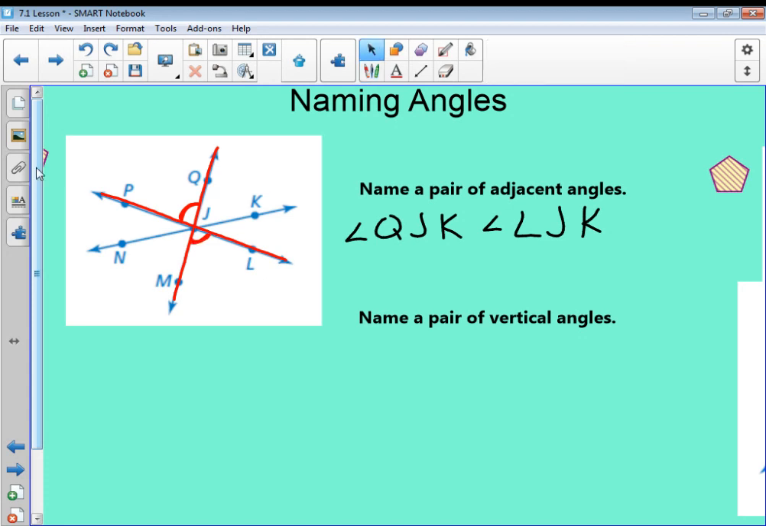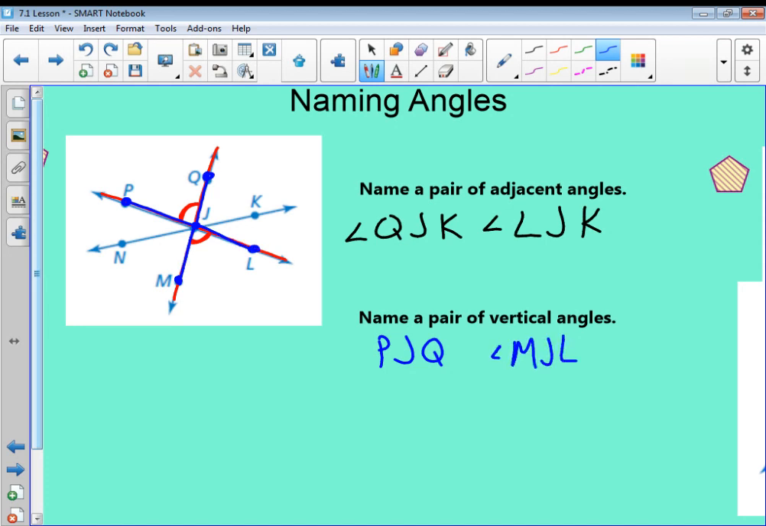Okay, so I'm going to trace it. P to J to Q. P, J, Q. M, J, L. There's my angles that are vertical to each other. Okay.